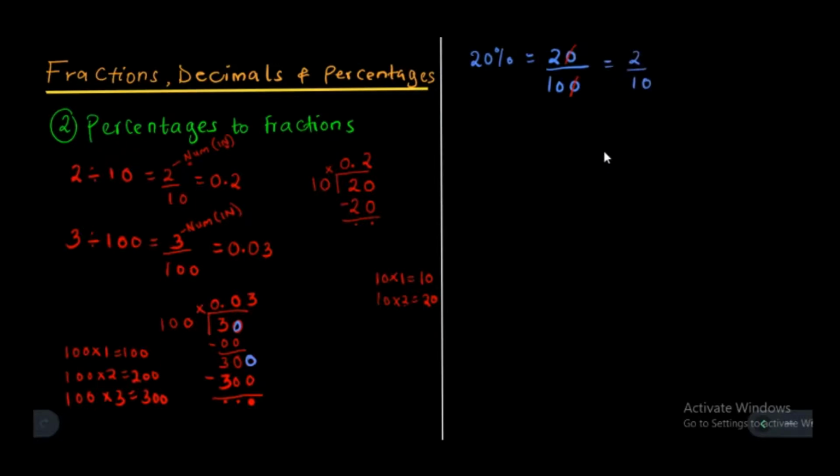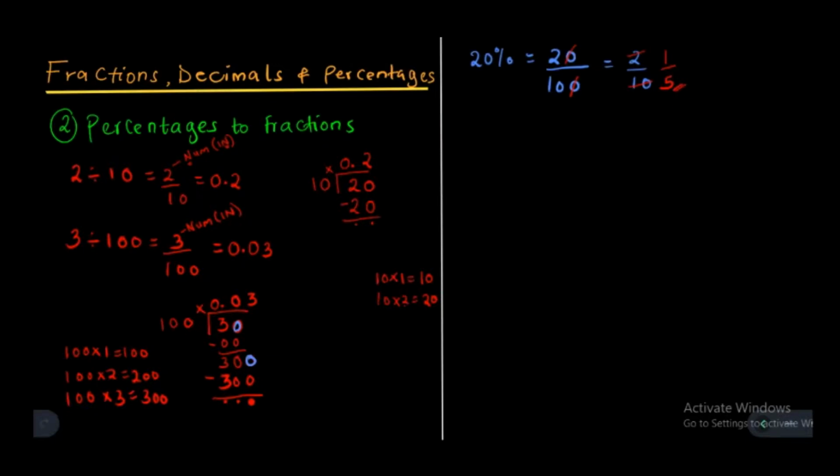And then you ask yourself once again, these 2 and 10, do they have a common factor? One thing that is common with them is that they are even numbers, and even numbers have a common factor, which is 2. So 2 can divide 2 how many times? Once. It can divide 10 how many times? 5 times. So our answer will be 1 over 5. So 20% as a fraction is 1 over 5.